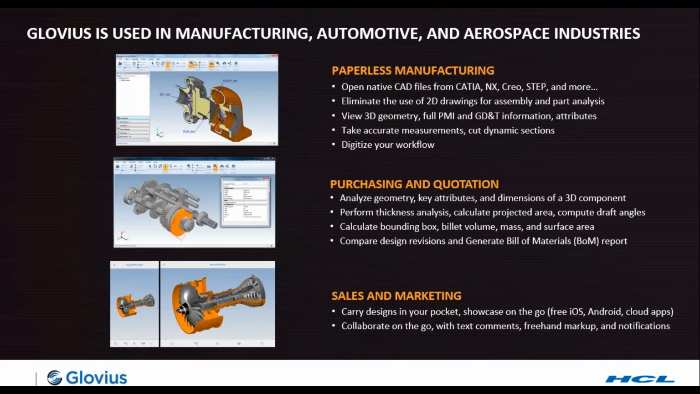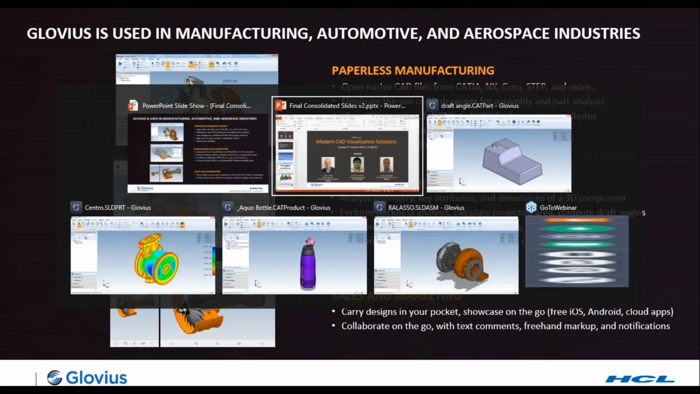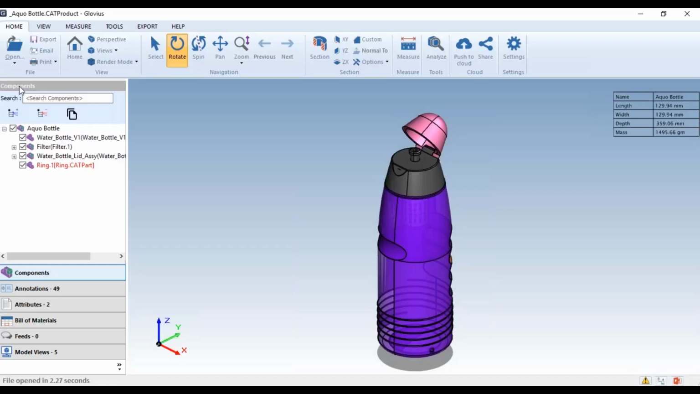With this, I would like to quickly jump over to a brief demo of Glovius and then get back to the slide deck. So as we have mentioned earlier, Glovius supports almost all different types of 3D CAD formats. For example, you can use Glovius to open CATIA, Pro-E, NX, Inventor, Solid Edge, SolidWorks, Step, IGES, and JT, and so on and so forth.